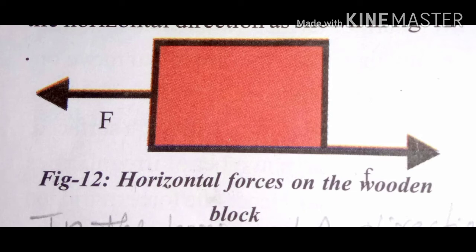The applied force is equal to the maximum limit of the frictional force at the instant when the wooden block just begins to move, but they act in opposite directions. We can note its value by observing the reading of the spring balance just as the wooden block begins to move. So in this way we can measure the maximum frictional force offered by the surface.